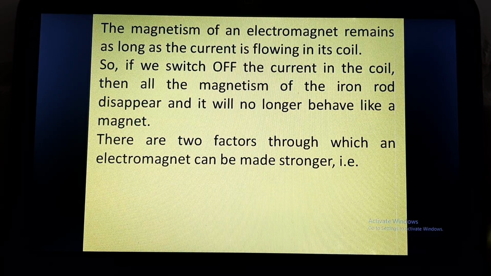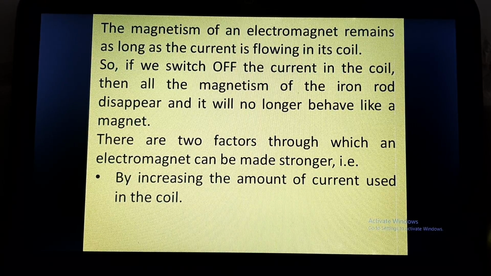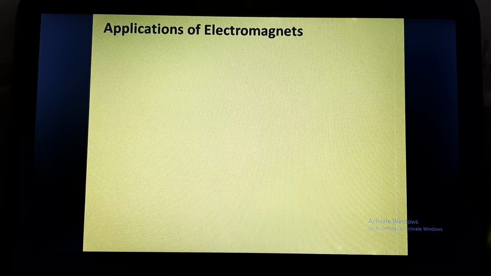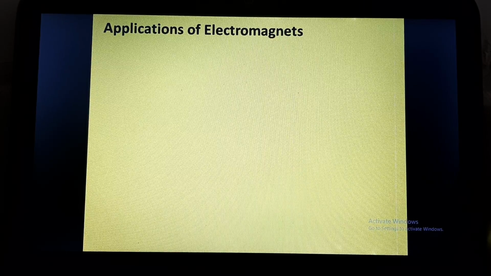We have already discussed the two factors through which an electromagnet can be made stronger. One is increasing the amount of current used, and the second is increasing the number of turns in the coil. In our next class, we will be discussing applications of electromagnets.